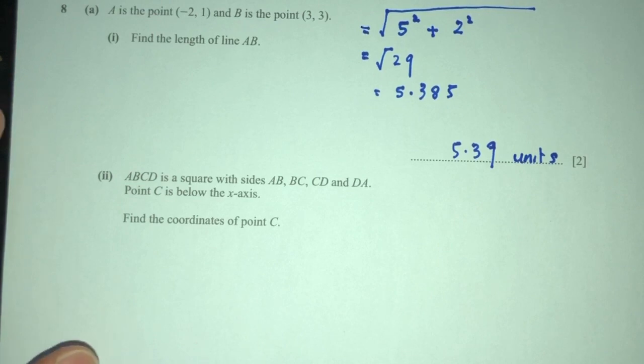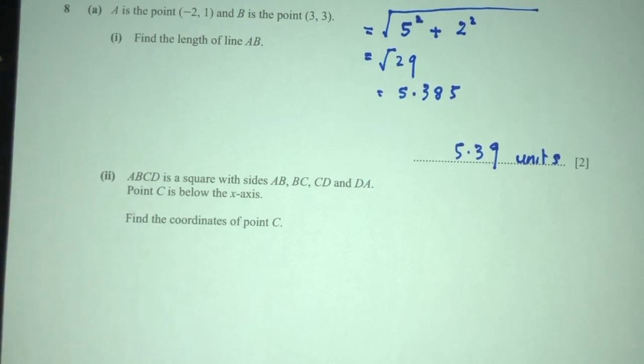Now for part 2, we have ABCD is a square with sides AB, BC, CD, and DA, where C is below the x-axis. Now we have to find the point C.